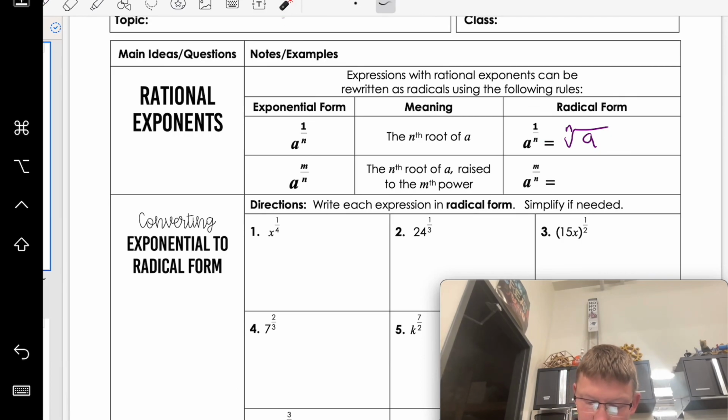And you can also do powers and roots at the same time. That's when you would get a fraction like that. So this is the nth root of a raised to the mth power. Let's rewrite that into something we're a little more used to seeing. That would be the nth radical of a raised to the mth power. So there you go. Let's do some examples.